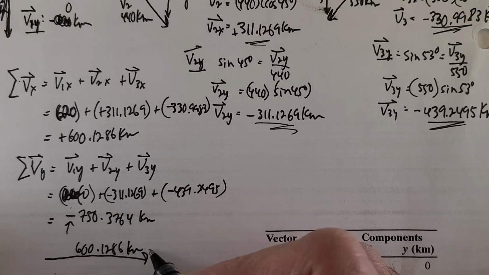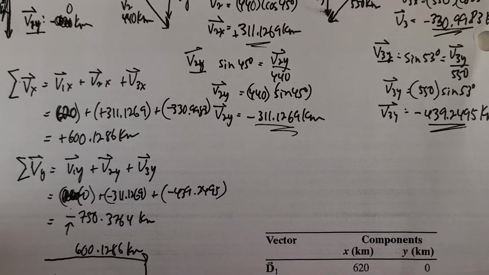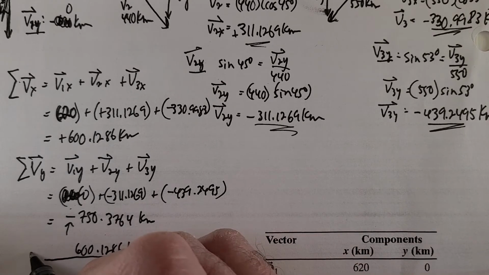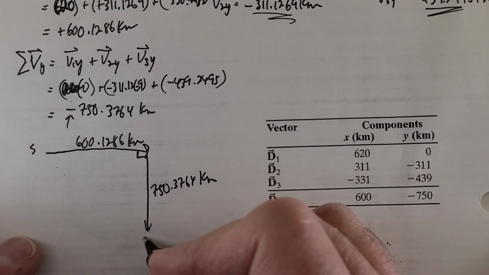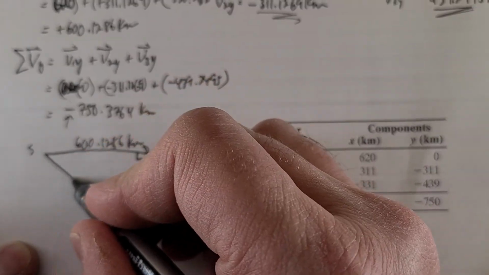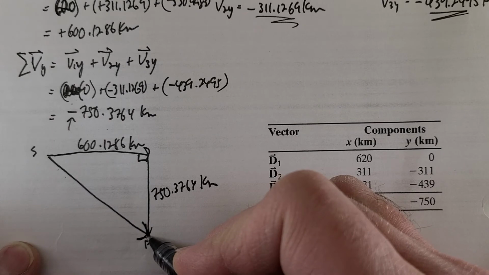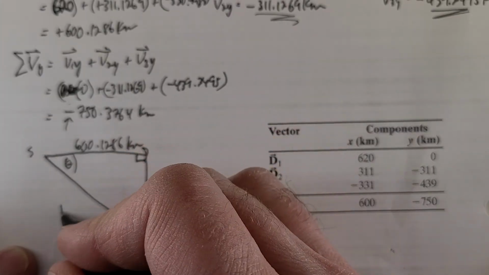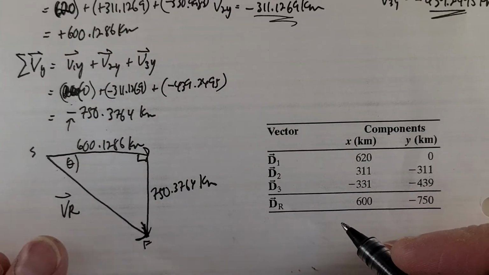To draw a negative, I draw it straight down. So 750.3764 kilometers. So start, finish. So my resultant vector is from start to finish. And that's what it is right there.